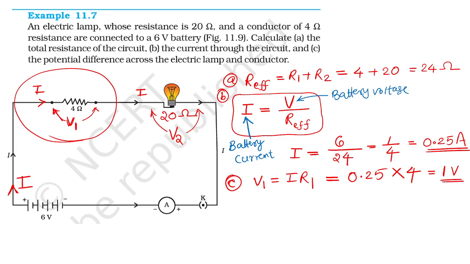And the other one is the voltage across R2. V2 is also what I want. Voltage, or potential difference, is equal to current into resistance. Please memorize that. The same battery current, 0.25, is passing through this. 0.25 into R2. R2 is 20, correct? I don't want to discuss the multiplication part. 20 by 4 is 5 volt. So I have answered everything.